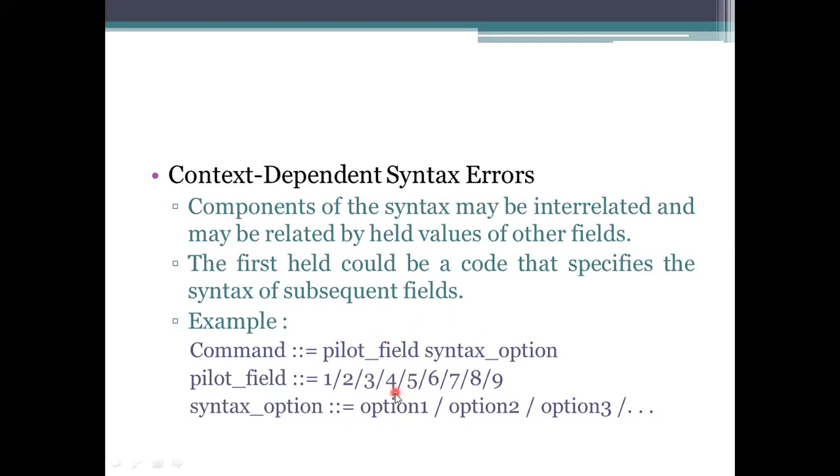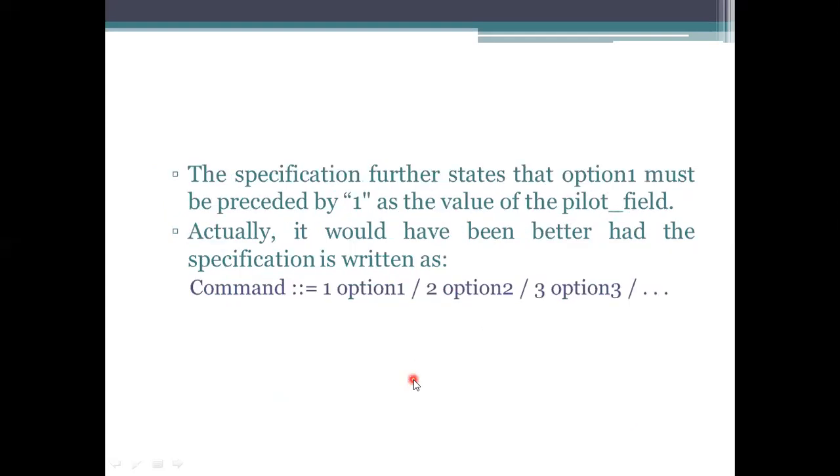What it is specifying is that option one should start with 1, option two should start with 2, and option 3 should start with 3. So option 1's preceding value is 1, option 2's preceding value is 2, option 3's is 3. There is no need to provide this data here. What we need to do is provide a clear definition or a clear specification for it. So this process should know what the grammars are here.